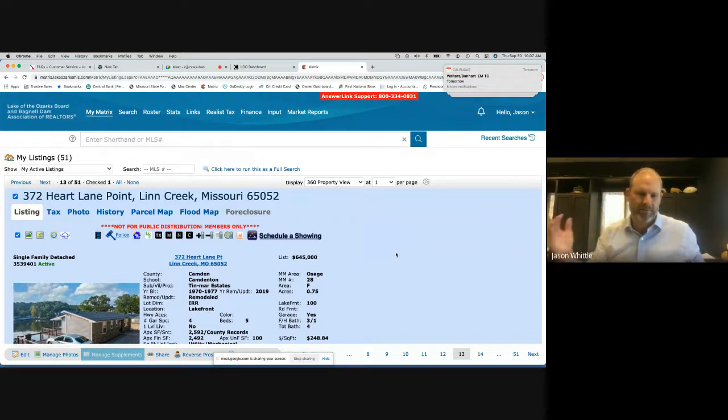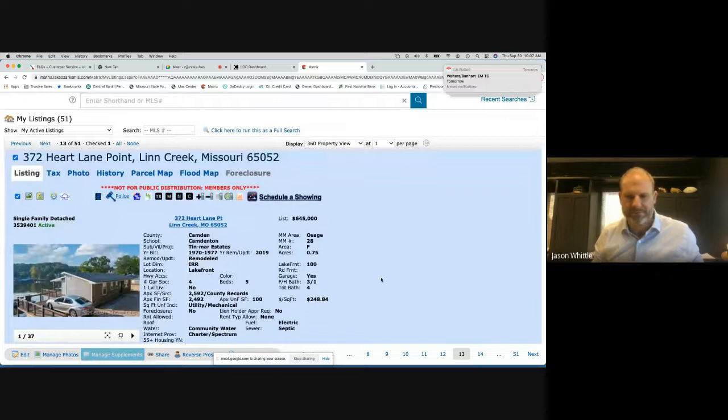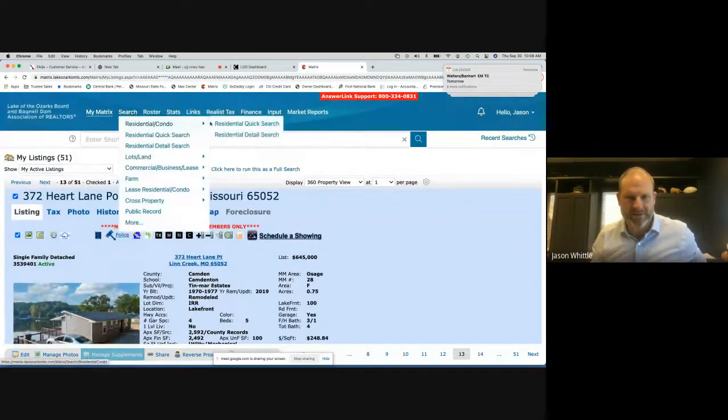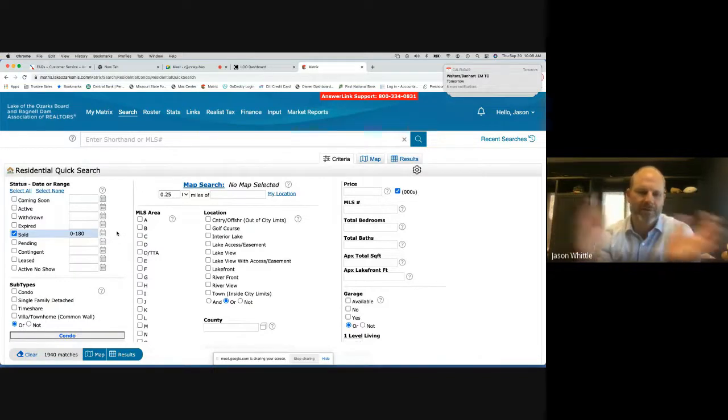So I would pull up probably area F. Maybe I would do just Lynn Creek. I would pull up 5 bedrooms, 3 baths, or 5 bedrooms, 3.5 baths, 5 bedrooms, 4 baths. And you guys all know how to do that. You know how to do your quick searches. I'm starting with solds. I'm probably at this point only going back 180 days. The more unique the property, the further back you have to go.